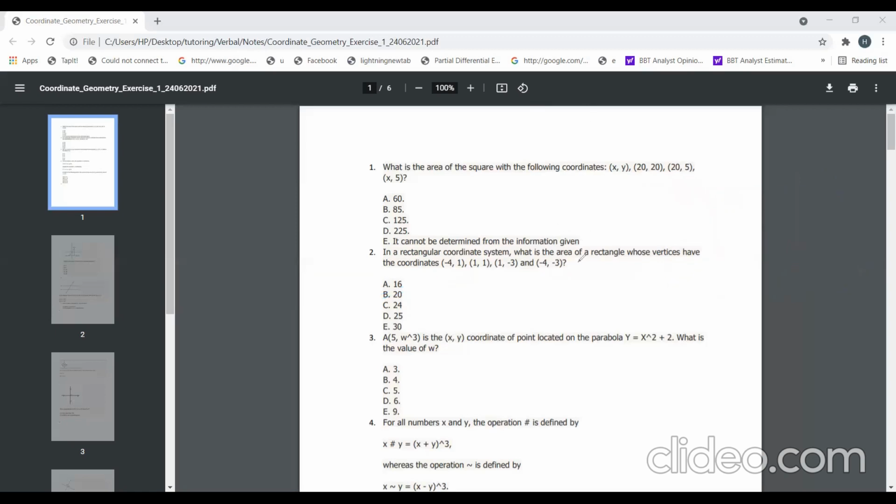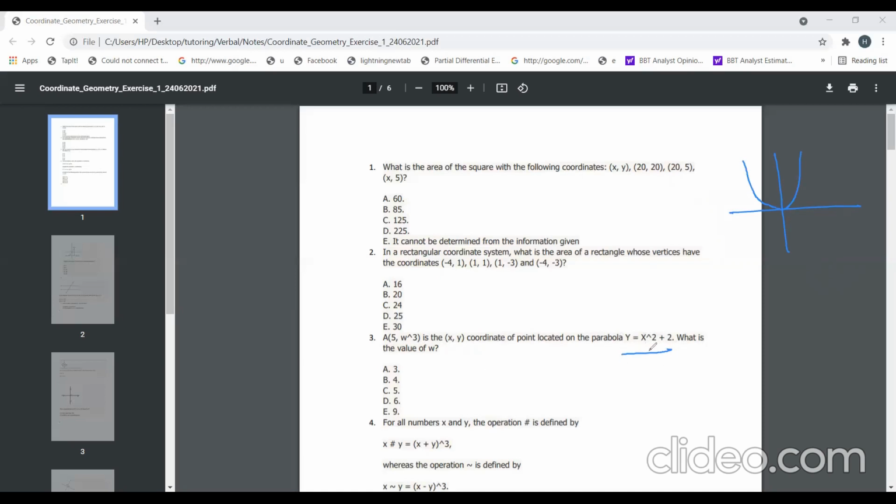Third question. A is a point with coordinates 5 and w cubed, the x, y coordinates of a point located on the parabola. Okay, just to remind you guys, a parabola is a figure something like this, right?